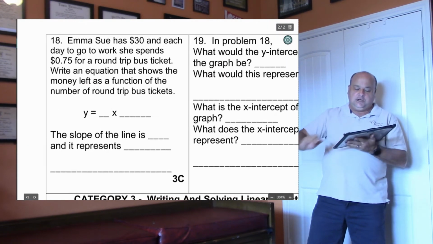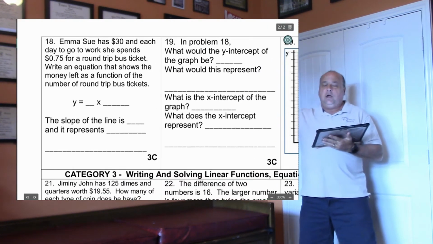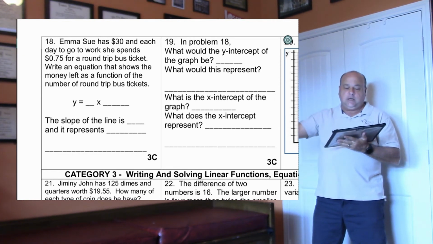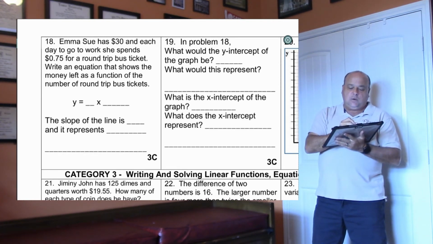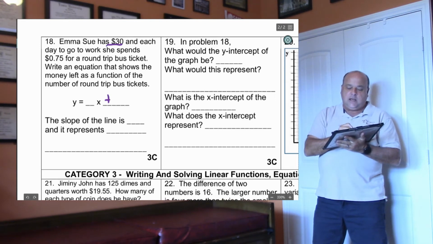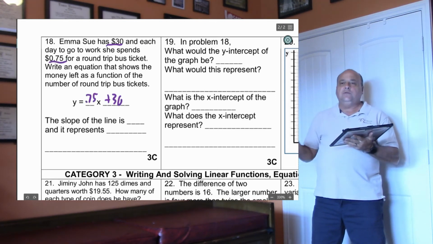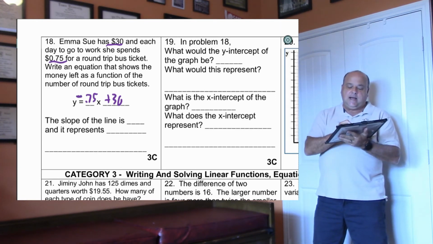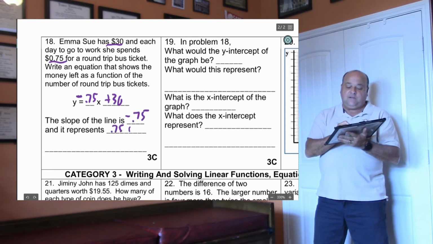Turn the page! Number 18. Y'all got, hopefully you are doing good on these. Most of y'all are clicking on these, okay? So on this one right here, you have $30 and you are spending 75 cents. Okay, so this is, and it's a negative, right? Okay, the slope of the line is negative 0.75 and it represents 75 cents per bus ticket.